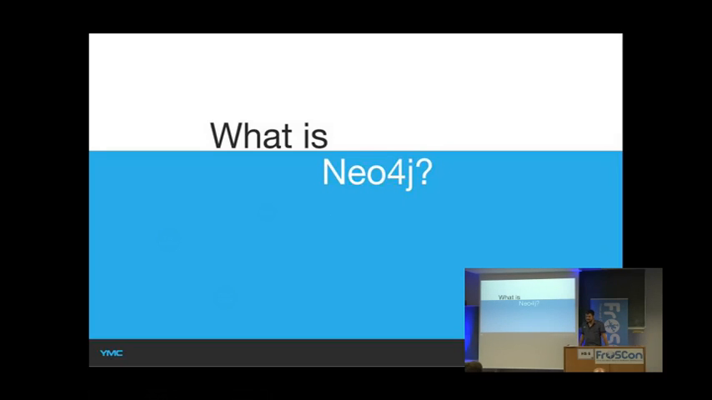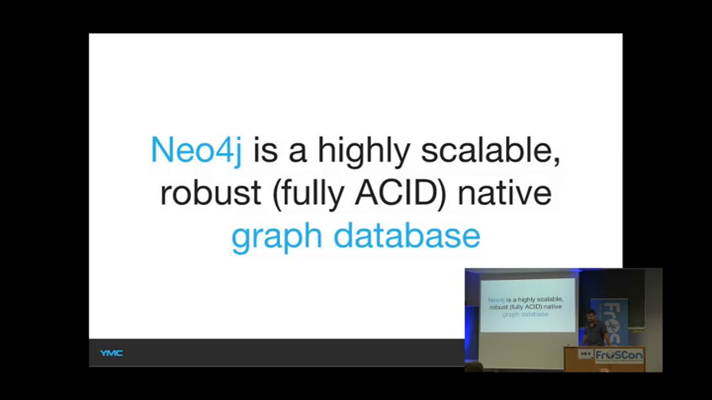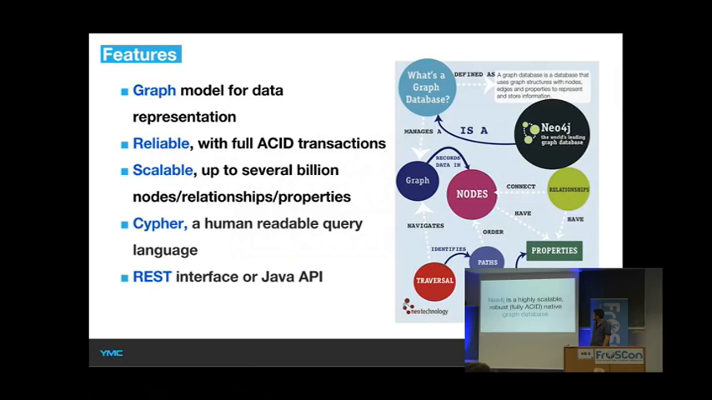So what is Neo4j? In fact, Neo4j is a graph database. It is highly scalable, robust, fully ACID. It stores its data in a native graph. So to the features of Neo4j, as I already said, it's based on a graph model. It's fully reliable. It's scalable up to almost big data.